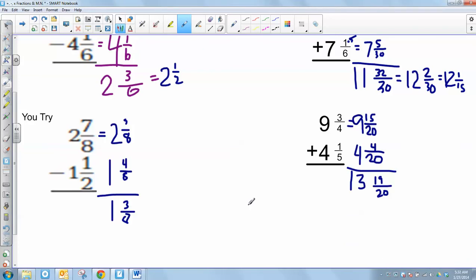All right, here are the answers to the you-try problems. The least common denominator is going to be 8. So I have 2 and 7/8 minus 1 and 4/8 for a final answer of 1 and 3/8. And then for my last one, I'm going to have a least common denominator of 20. Final answer, 13 and 19/20.